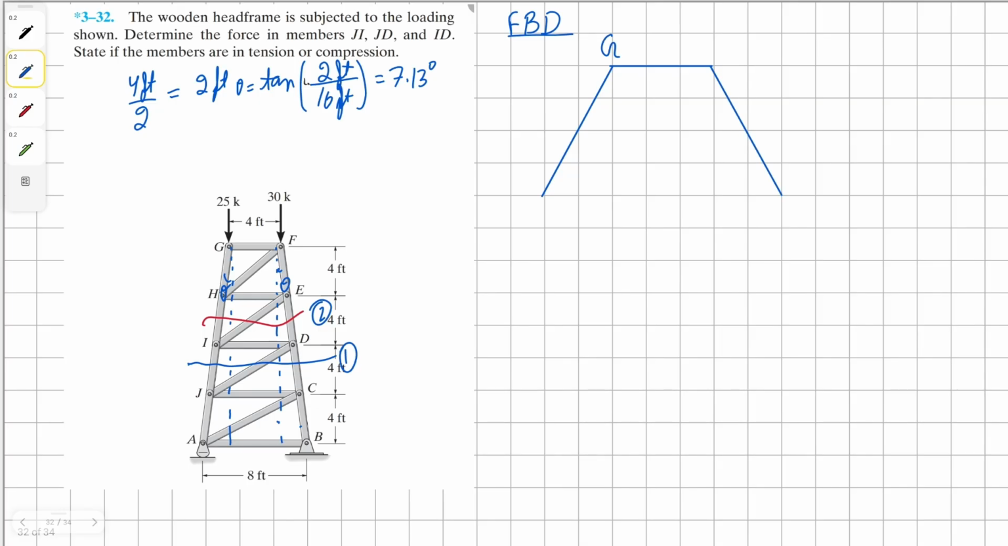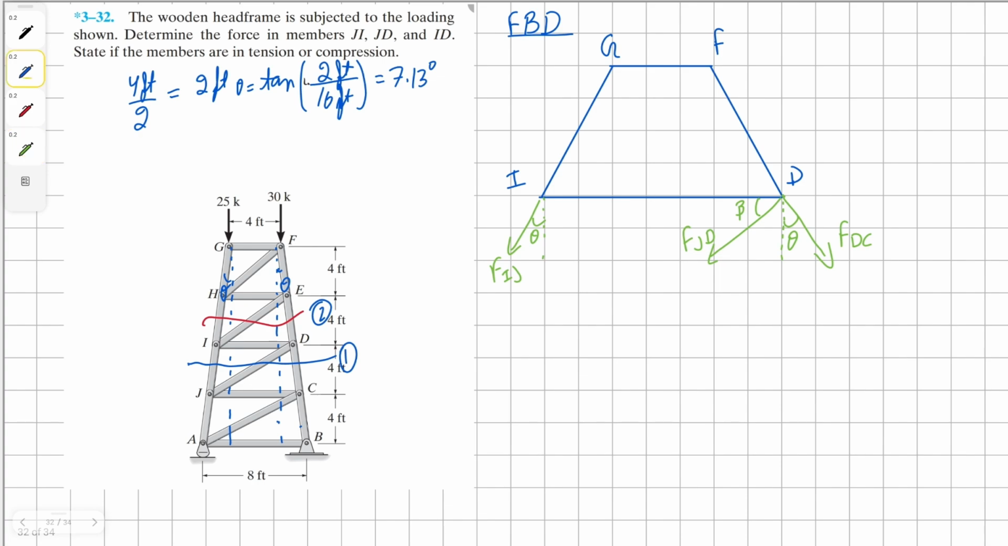So we have joints G and F, and we can have joints I and J. We'll have our unknown force IJ with angle theta. We're going to have a diagonal force for member JD. I'm going to name this angle beta. We'll still have to find it. And then we're going to have another unknown vector for member DC. And the angle here is theta.